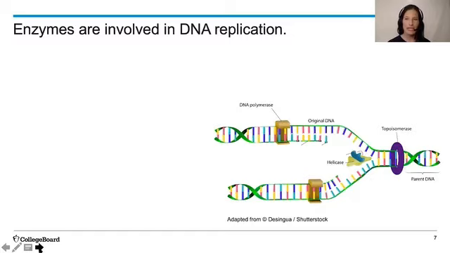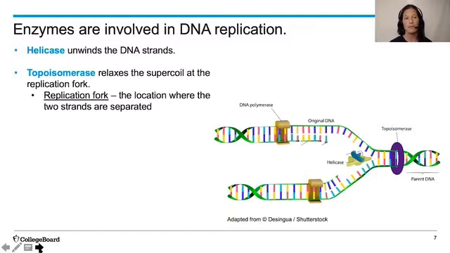There are quite a few enzymes involved in this process. There are 4 of them that we're going to focus on. The first is helicase, and helicase's job is to unwind those DNA strands. It's going to take the helix of DNA and unwind it.